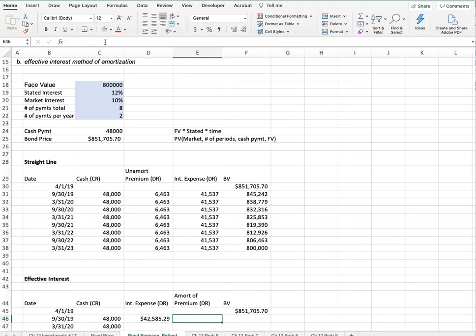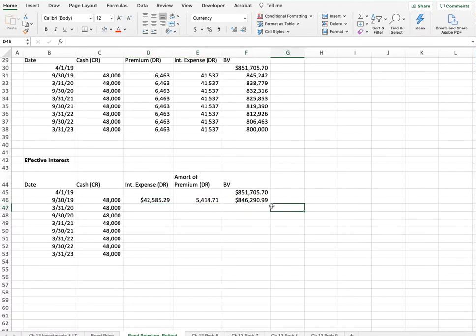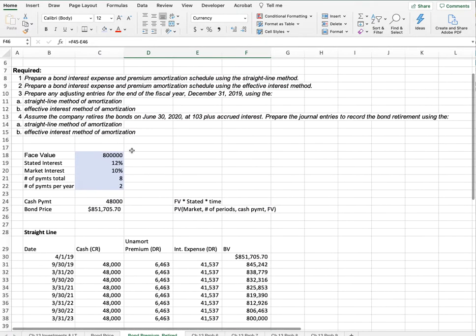Then the amortization of the premium is the difference, obviously, between our cash and our interest expense. And our book value is going to be our previous book value minus our amortization. And so now we should be able to drag this down. And we've completed the effective interest amortization schedule. So now we have both of the straight line and the effective interest.